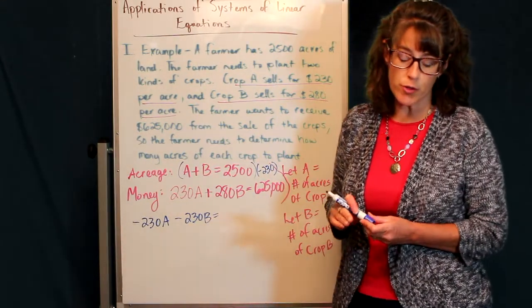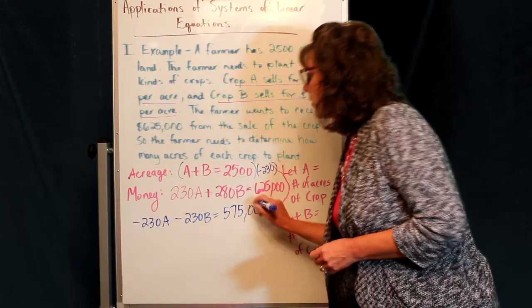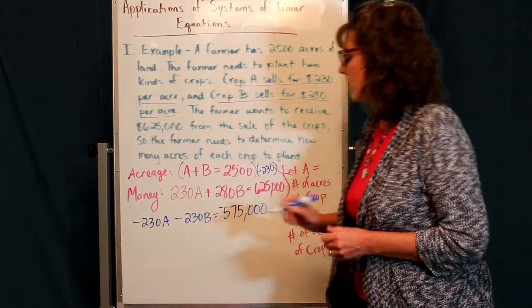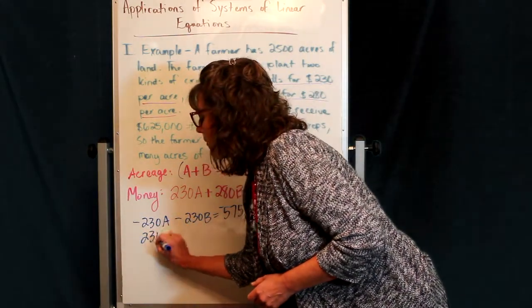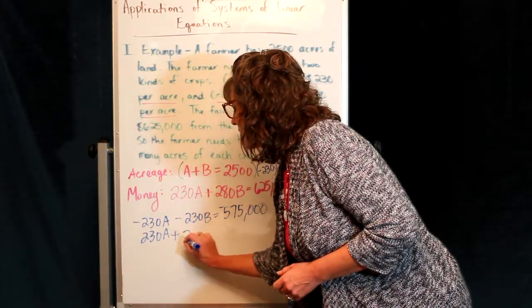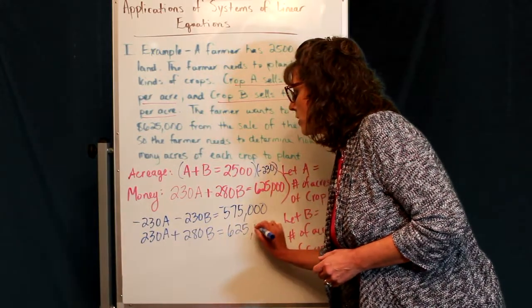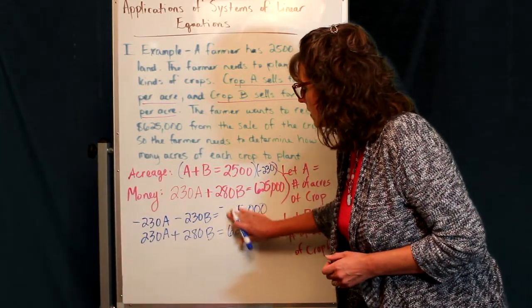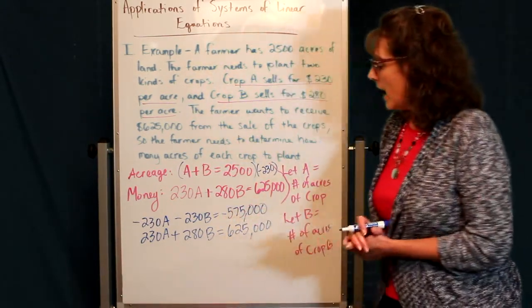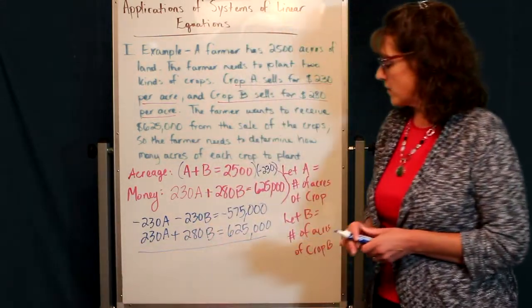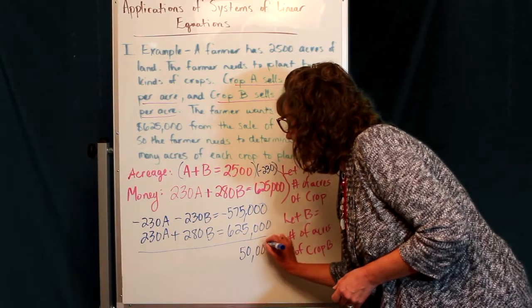2,500 times 230 is 575,000. Now notice this is positive times negative, so it's going to be a negative 575,000. And now I'm going to carry this equation down below it. And remember, with the method of elimination, also called method of addition, what I'm going to do is add the two equations up. So when I take this negative 575,000 and add it to the 625,000, I'm going to get a positive 50,000.